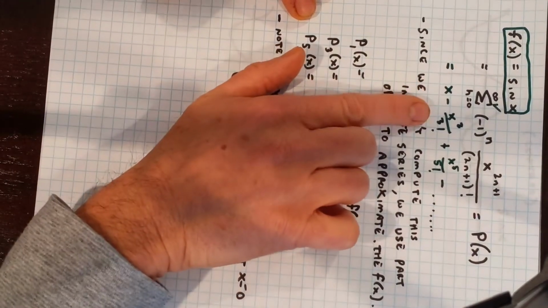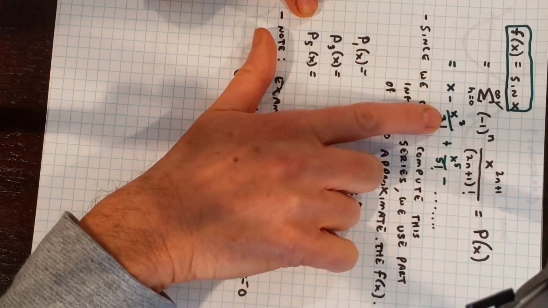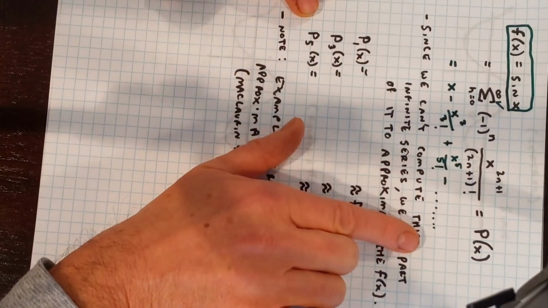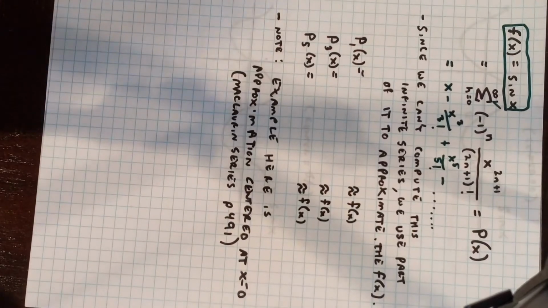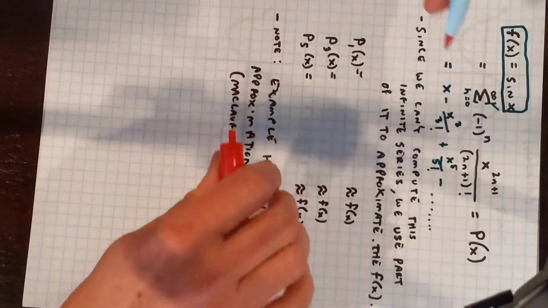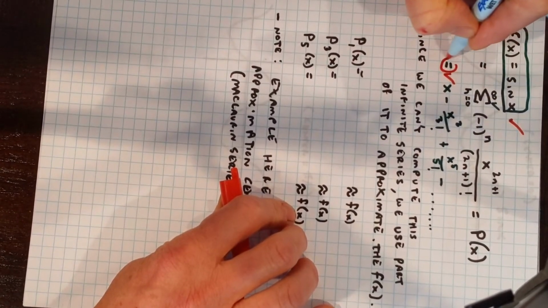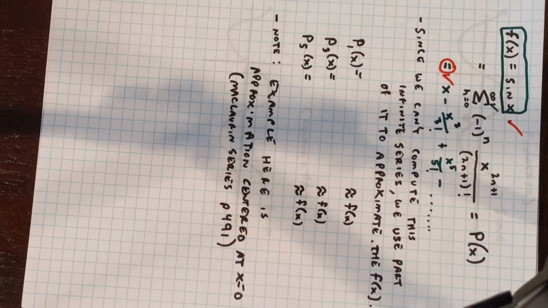Notice these are polynomials. You've got x cubed and x to the 5th, creating a polynomial. Now, if you go off to infinity, this polynomial will be exactly the same as the sine x curve. So this polynomial is equal to this function, the sine x curve. Obviously, sine x is not a polynomial.